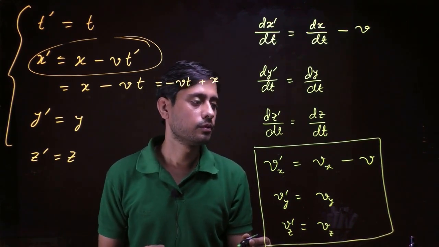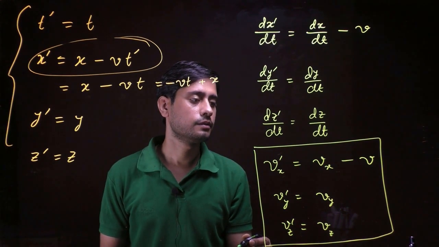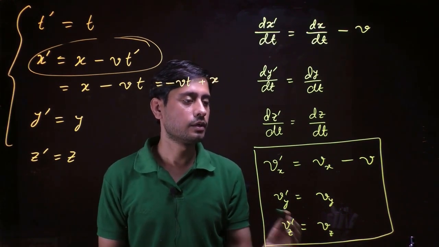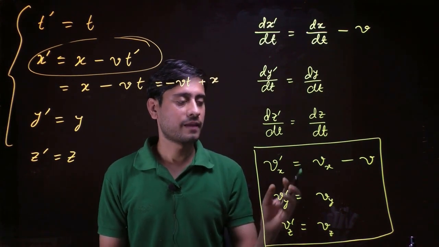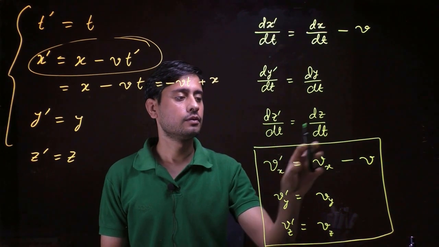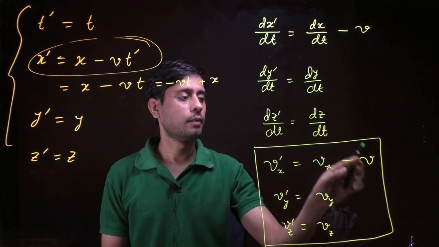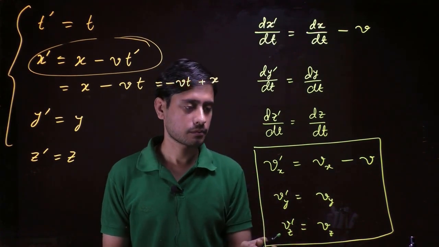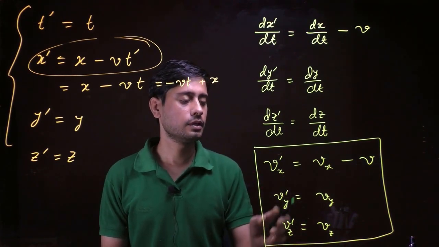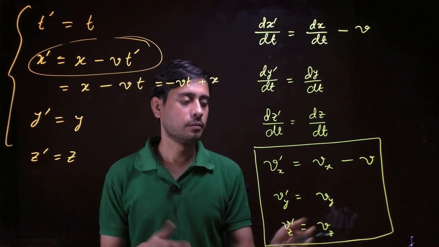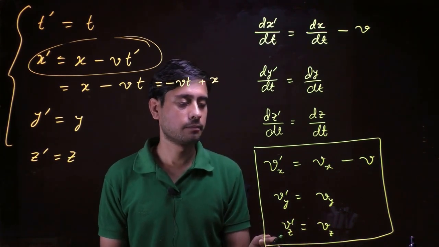So this is what you get about the velocities in the two coordinate systems. So you see that the velocities become relative in different reference frames. The velocity in the S prime reference frame is equal to the velocity in S frame minus the velocity of the frame. And since there is no motion in the y and z directions, the velocity in both will appear to be the same.